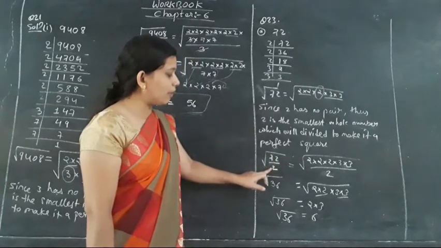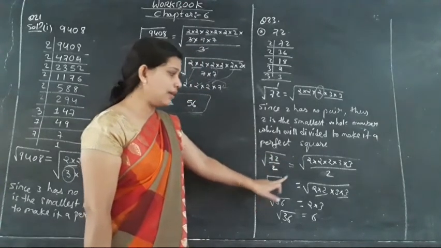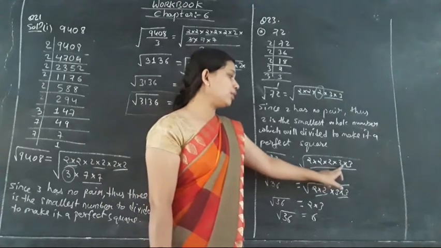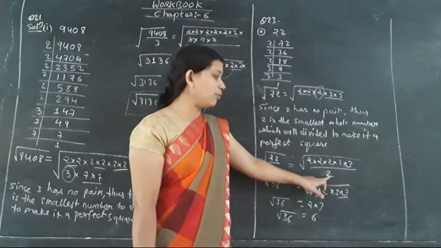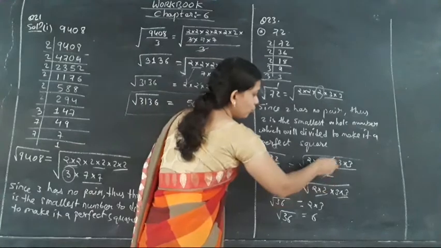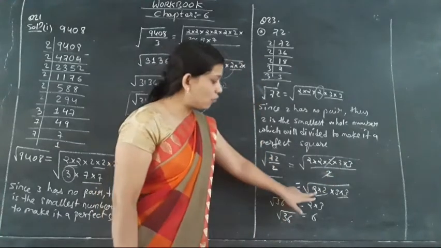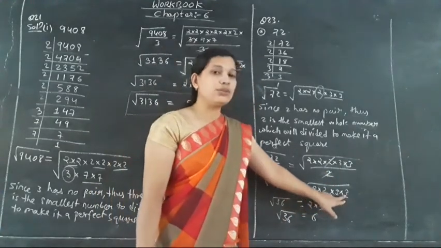So here 72 is divided by 2, which gives 36. When 2 into 2 into 2 into 3 into 3 is divided by 2, one 2 from the numerator and denominator will get cancelled. Here what is left? 2 into 2 into 3 into 3, isn't it?